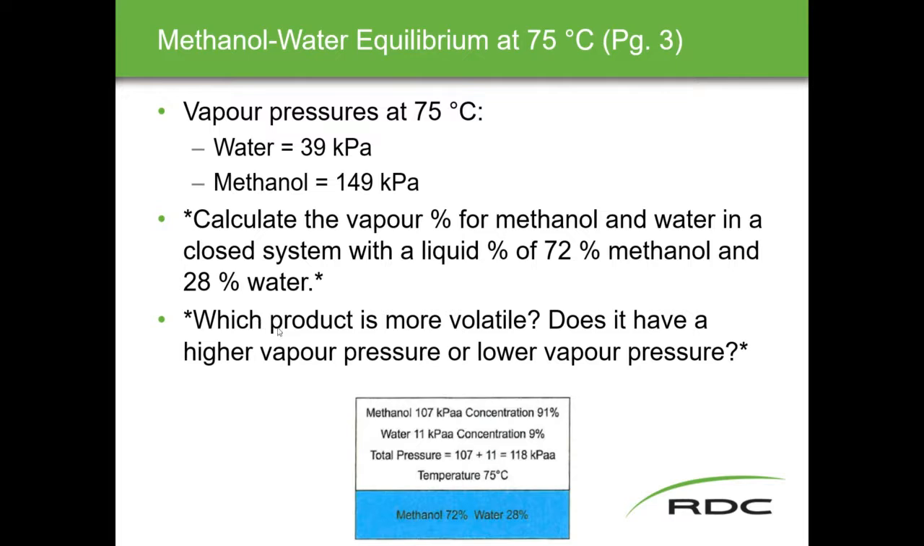Okay, so here it says, what product is more volatile? Well, the answer, of course, is the methanol is more volatile, and it's indicated by the fact that it has a higher vapor pressure at a given temperature. That's very fundamental, so I hope you understand that.